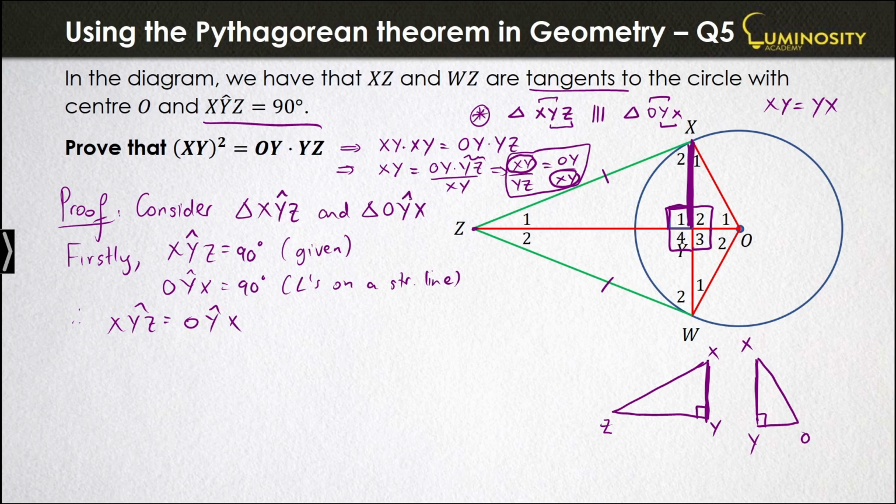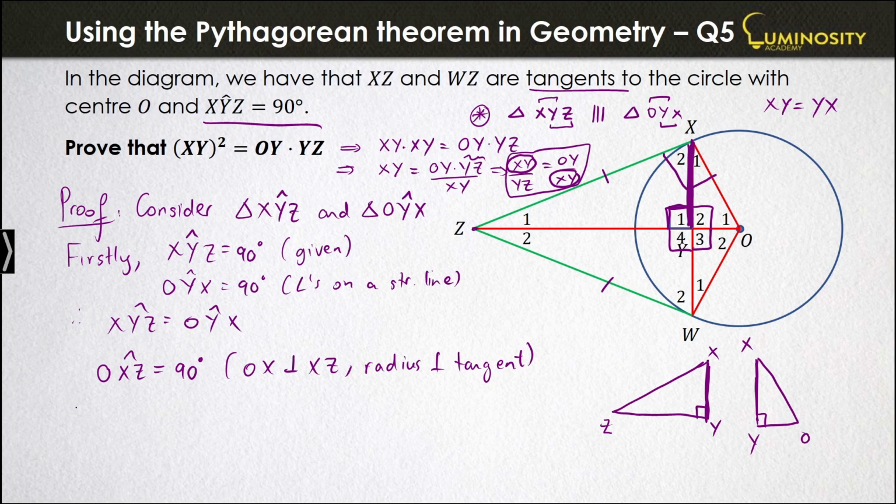Next, I'm going to rely on the fact that XZ and WZ are tangent lines. So I'm going to notice that angle OXZ must equal 90 degrees. That's because OX is perpendicular to XZ, by the reasoning radius perpendicular to tangent line. So this entire angle here is 90 degrees.